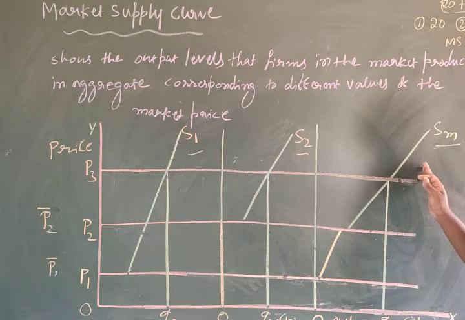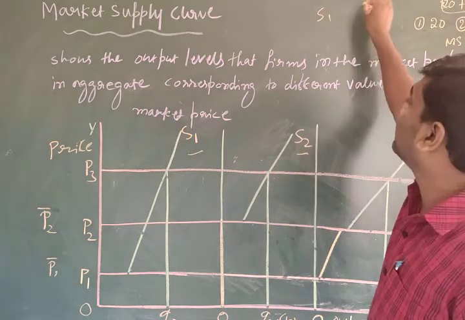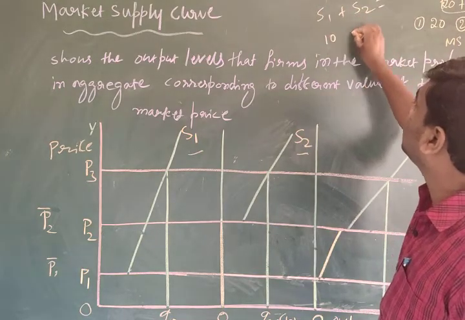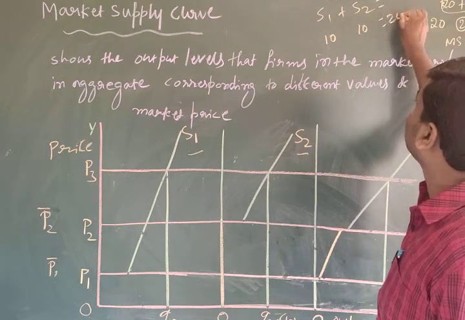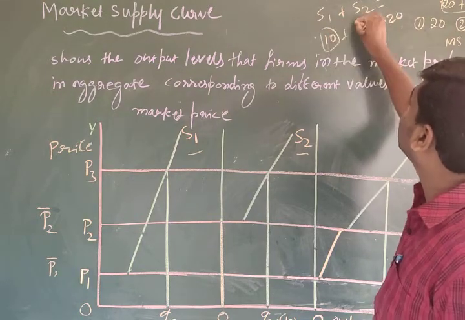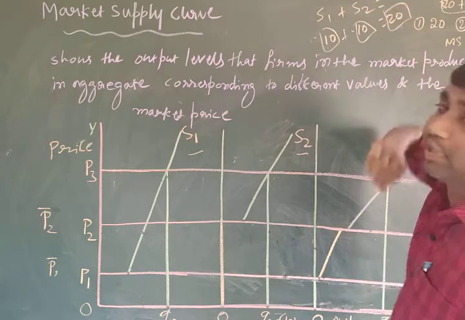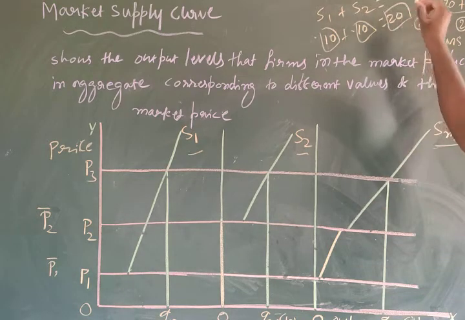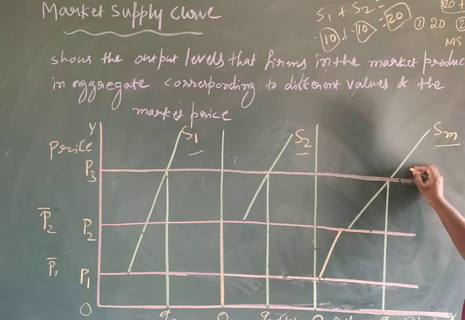Anyhow, we can get the market supply by horizontal summation of S1 plus S2. For example, S1 is 10, S2 is 10, that time 20. This is firm 1, this is firm 2, this is the market supply curve. By making horizontal summation, we can get the market supply curve.